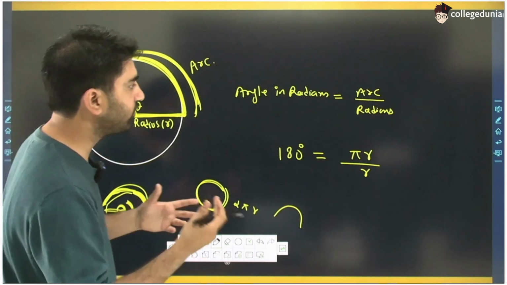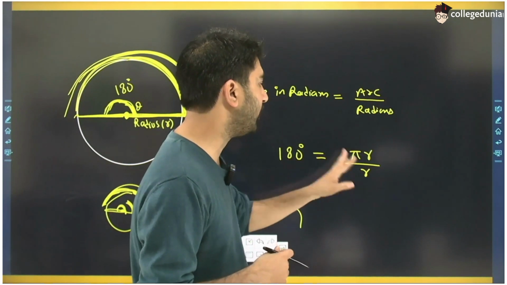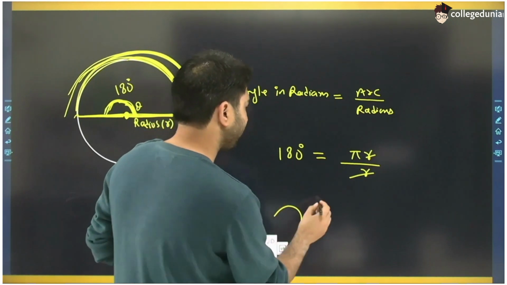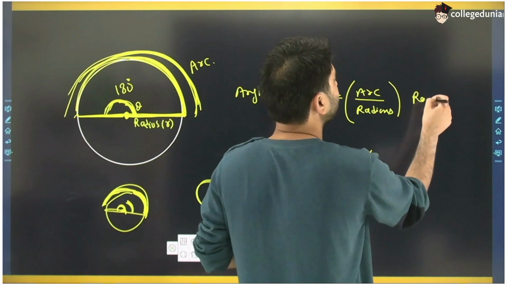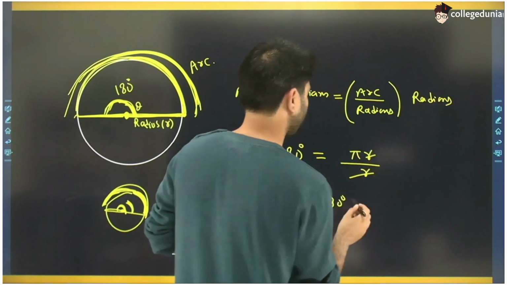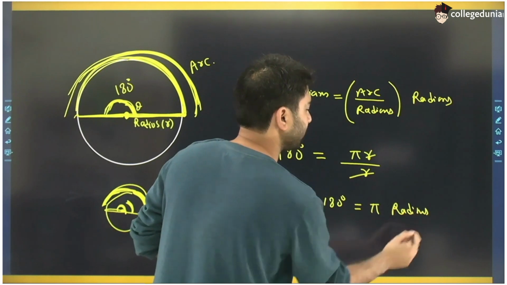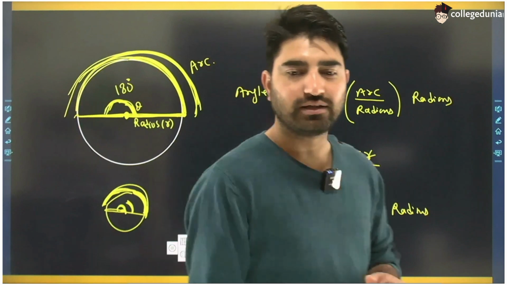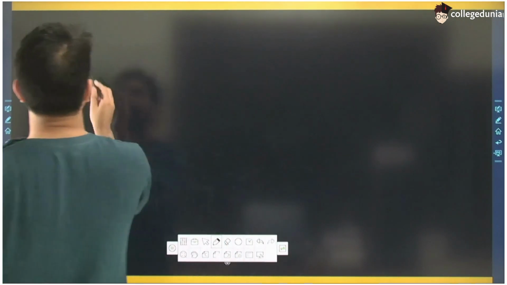So in this situation, the length of the arc will be pi r, divided by radius r. Here r and r will cancel out, and now we can see 180 degrees. This is an angle in radians, so this pi is in radians. Now this is the relation between degrees and radians.